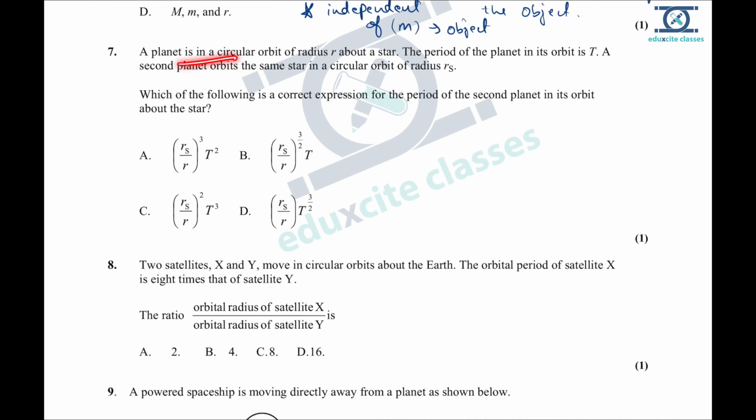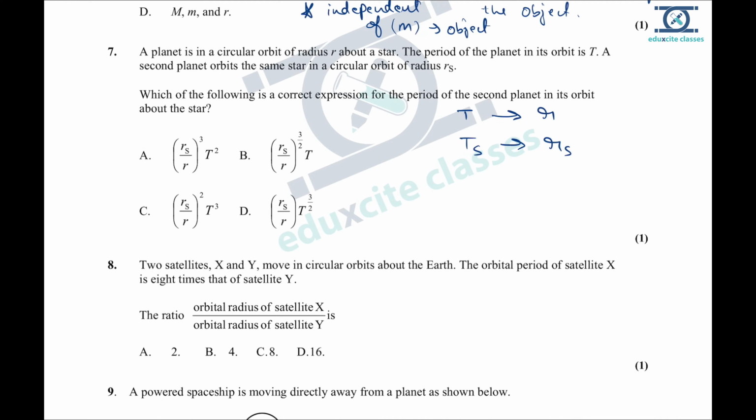Now question number 7. A planet is in a circular orbit of radius r about a star. The period of the planet in its orbit is t. A second planet orbits the same star in a circular orbit of radius rs. Okay, so let us say this is the time period t with respect to the radius r, and which of the following is the correct expression of the period of the second planet? So let us say ts, and this is having rs. Now we have to find out the correct expression.